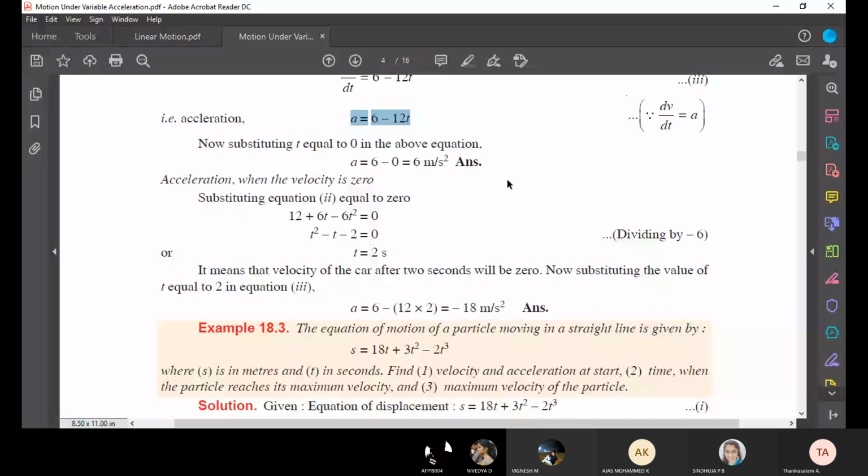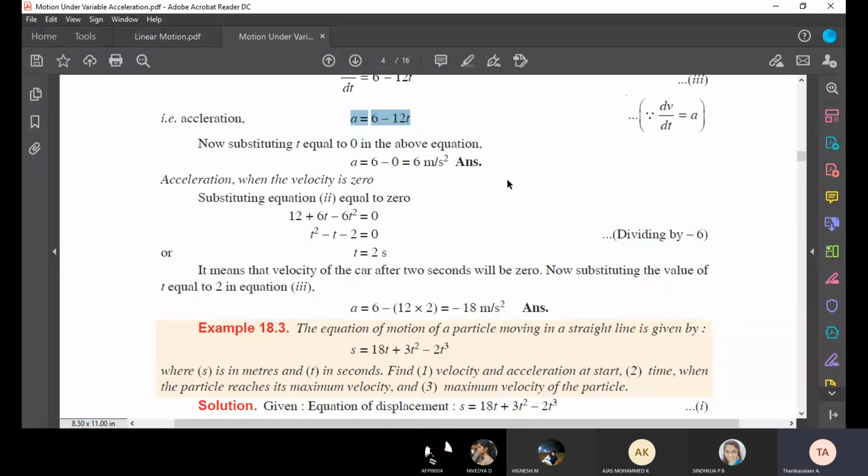What is the second aim? What is the acceleration when velocity is equal to 0? Students, what is the acceleration when velocity is equal to 0? Already we have the velocity equation. They mentioned velocity 0, no? So that velocity equation equals 0. We simplified, then we got the final t equal to 2 seconds.